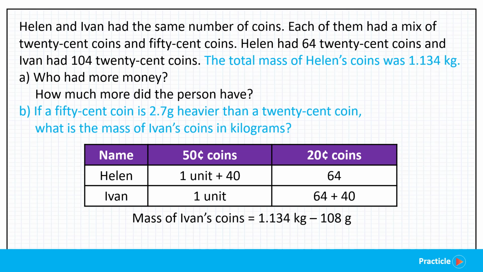To change this 108 grams into kg, we are going to divide 108 by 1000, okay? And this is going to give us an answer of 0.108 kg. Do you get the same mass? Now that we're done, we're going to subtract this from 1.134 kg. When we subtract 0.108 kg from 1.134 kg, we are going to get an answer of 1.026 kg. And that's the mass of Ivan's coins.